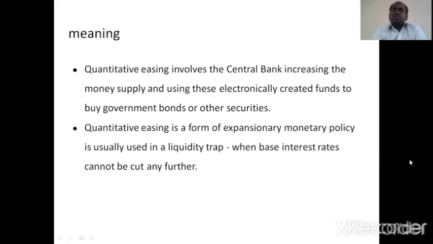It is usually used in a liquidity trap. That means when base interest rates cannot be cut any further by the central bank, the central bank uses quantitative easing. A liquidity trap means that when the rate of interest is too low, instead of maintaining a bank balance, people want to have cash in hand. At that time, the central bank uses these quantitative techniques to increase the monetary supply.